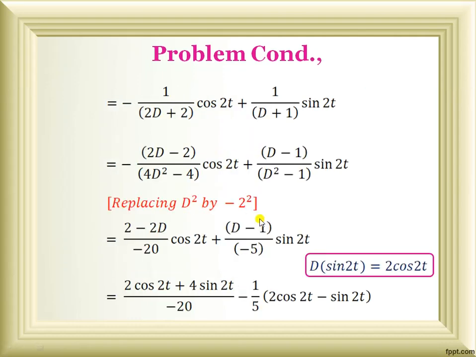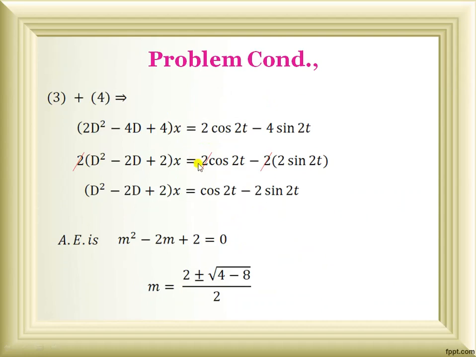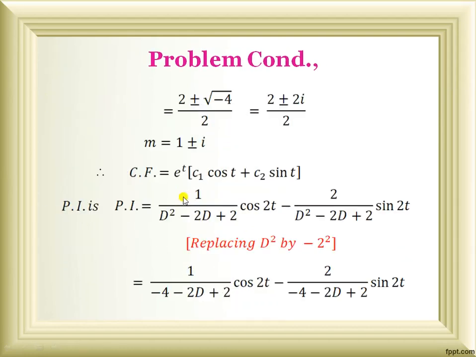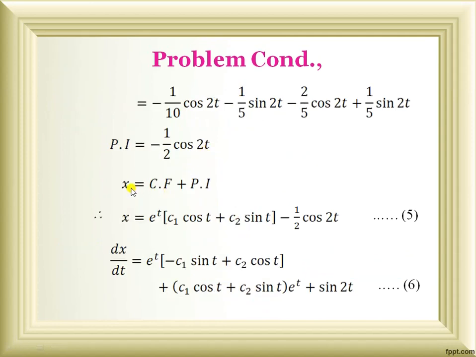So therefore the final equation contains the independent variable x. Finally I need to write the general solution for the dependent variable x. So x is equal to complementary function plus particular integral. The complementary function is this one, and in the particular integral I'm having minus 1 by 2 into cos 2t.